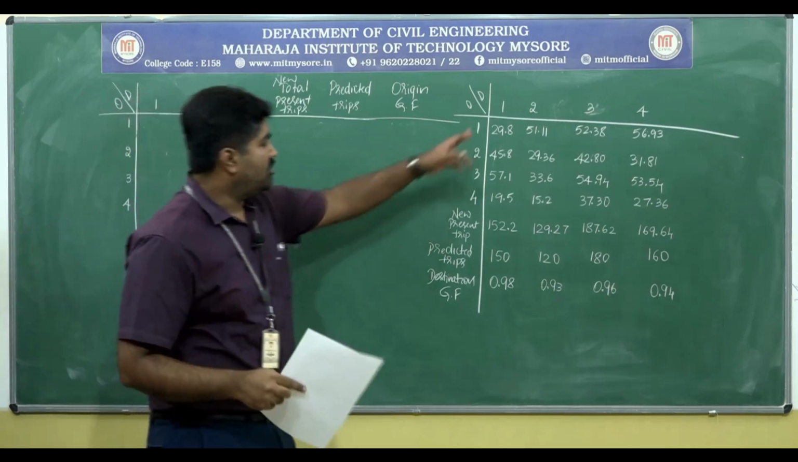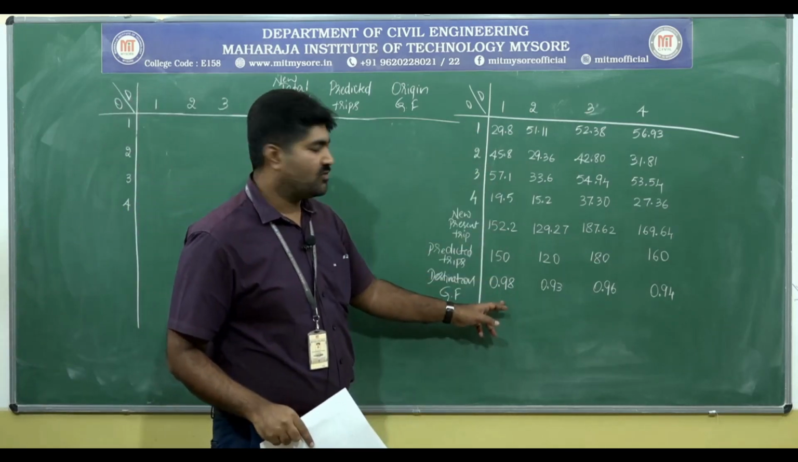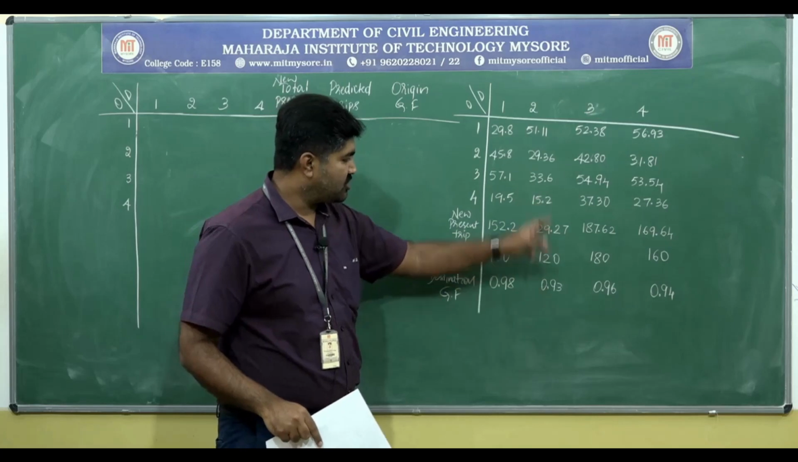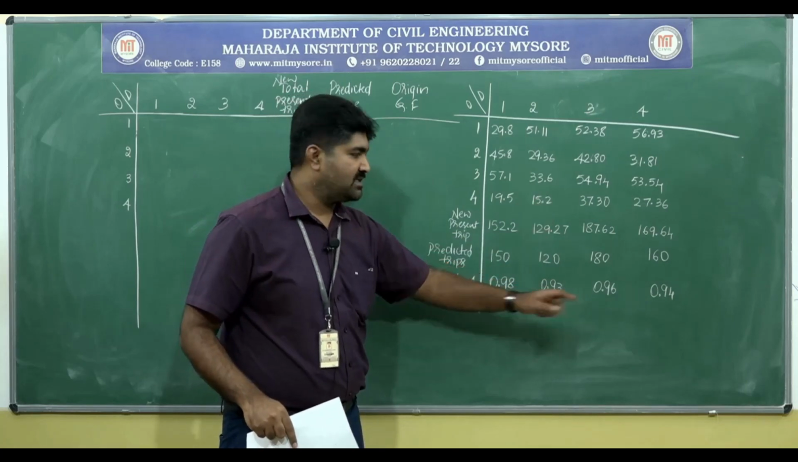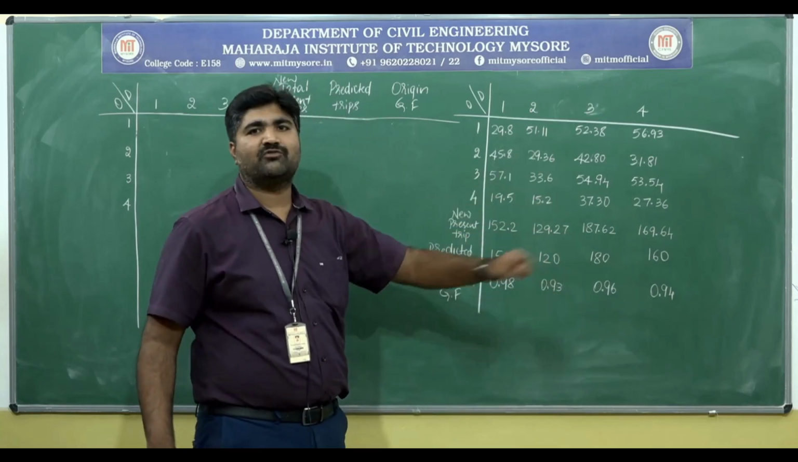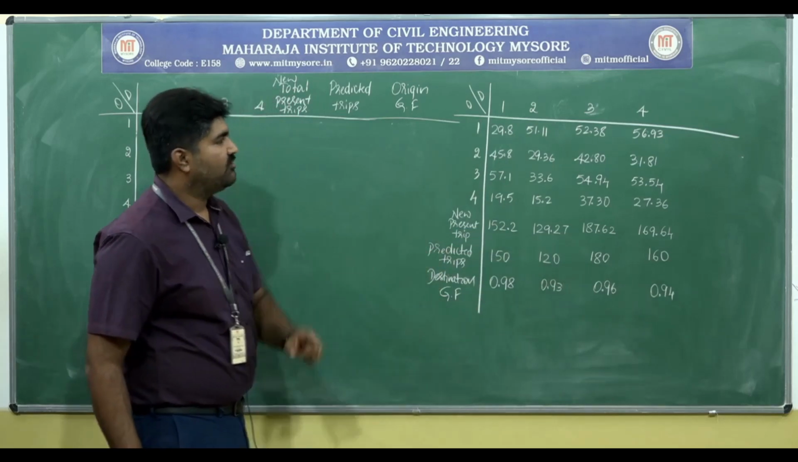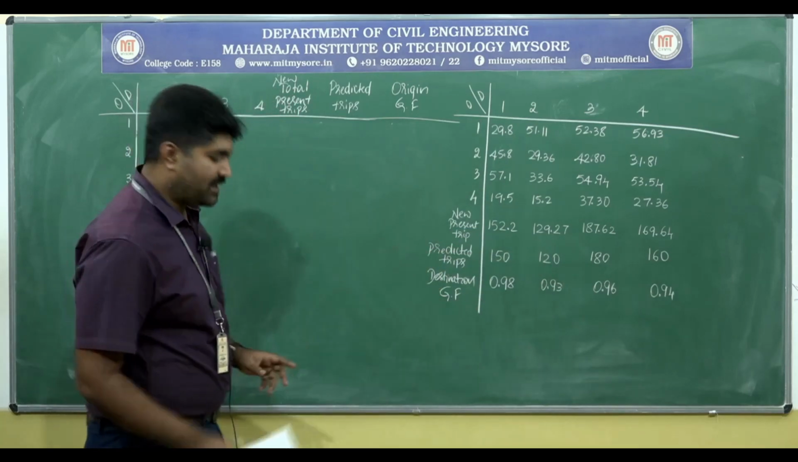Okay, this entire column should be multiplied with its respective growth factor, that is 0.98. For the next column it is 0.93. For the next it is 0.96. For the last column the growth factor is 0.94. Using that, you distribute the trips now.